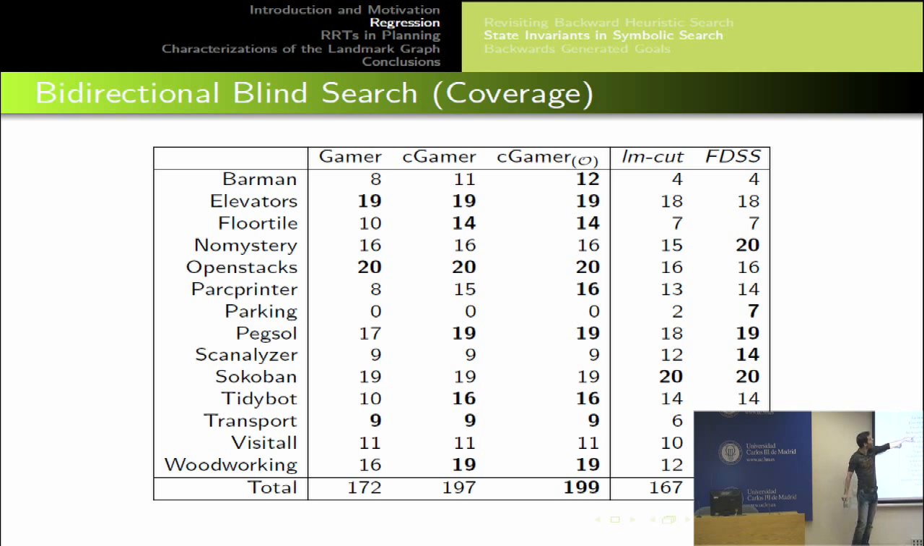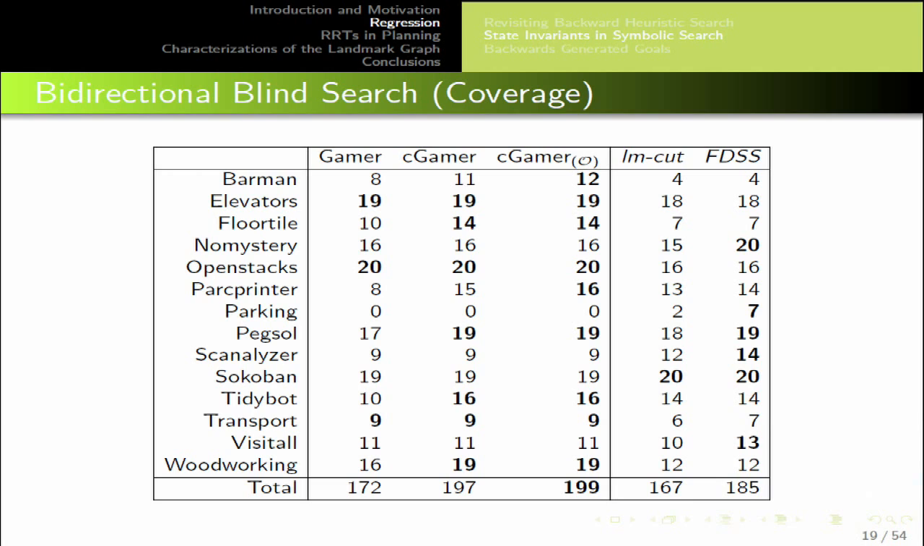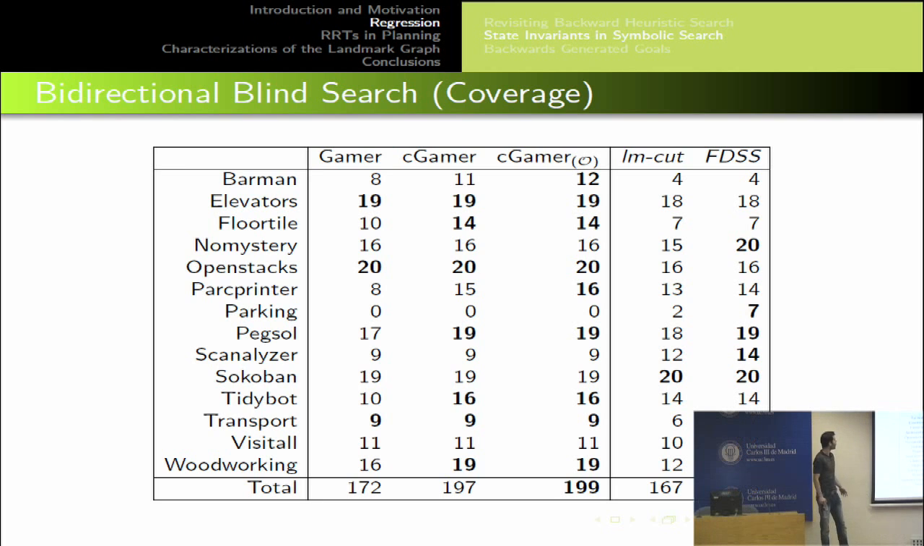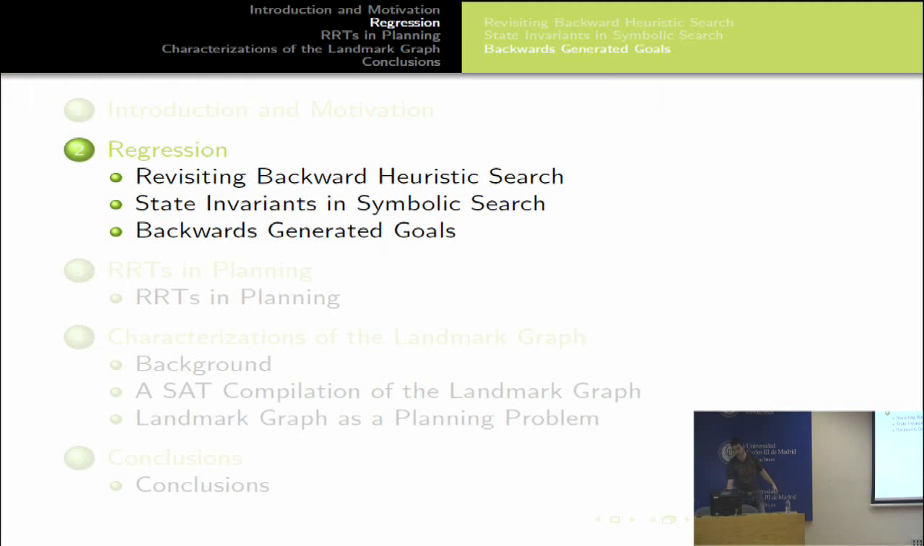And then we have the winners of the IPC 2011 competition, which are LMCut, a single core planner, and FDSS Stone Soup as a portfolio. As we can see here, Gamer is not bad at all from the very beginning, coming from work by Alvaro Torralba. However, we get much better coverage in pretty much every single domain, right? Some domains have no additional constraints, like elevators, yet we don't lose problems. And comparing it with LMCut, for example, the difference is certainly there. So right now, CGamer, as far as I know, is the best performing optimal planner. So bidirectional blind search, by the way, is the algorithm that we use in this case. Really good results in here.